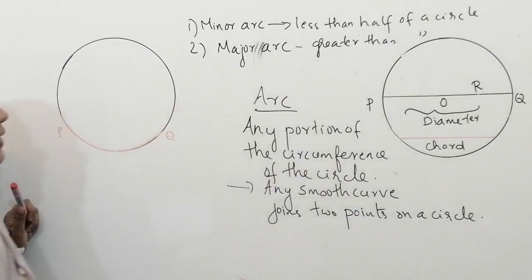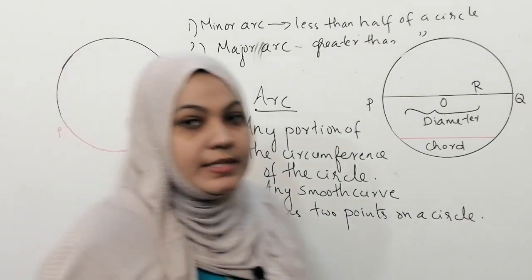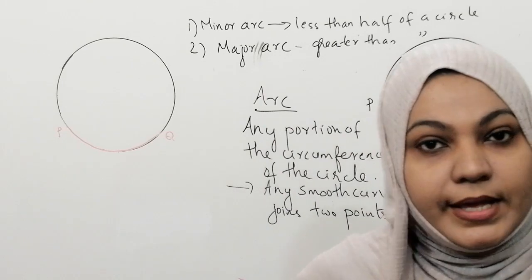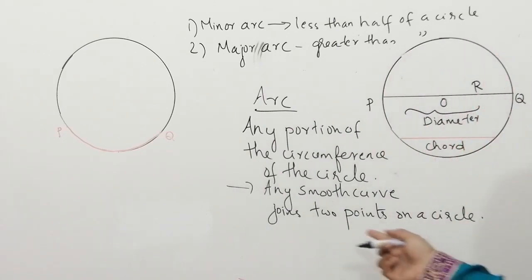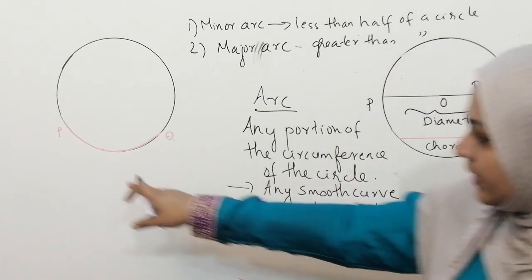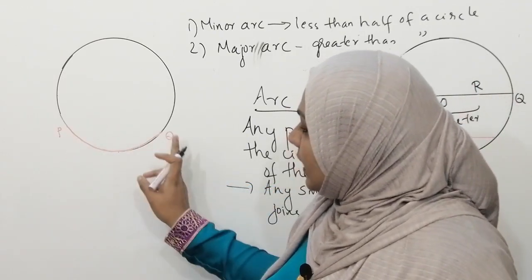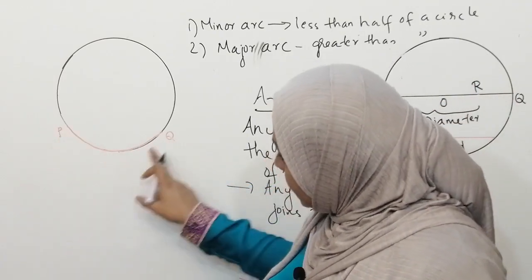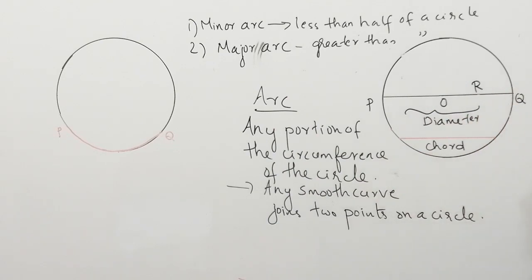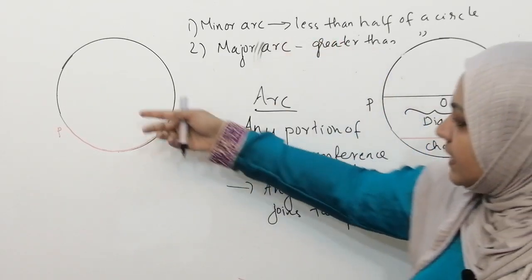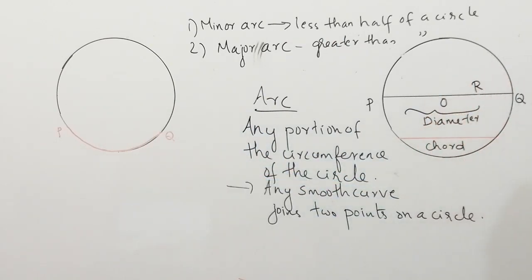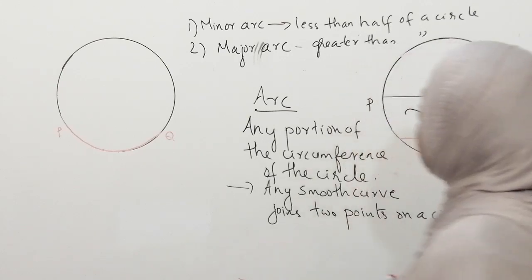So I hope you understood what is arc. Any portion of the circumference of the circle, or any smooth curve that joins two points on a circle. Here you can see P and Q are the points, and here you can see the smooth curve. This is called arc. It could be minor arc or major arc. Minor arc means less than half of a circle. Major arc means greater than half of a circle. I hope you understood what is arc.